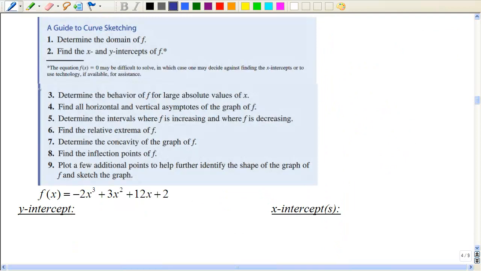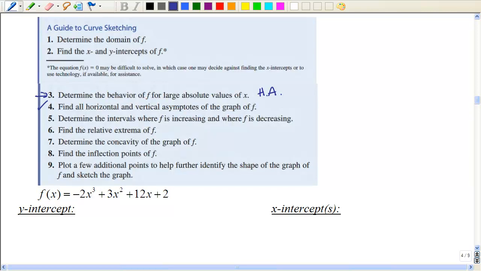So how are we going to go about sketching our own graphs? Well, the book gives an outline, as I have here. You don't have to memorize that. I will certainly prompt you on the test, like what is the domain, what are the intercepts, and things like that. Now here, determine the behavior of f for large absolute values. That's the same thing as the horizontal asymptote. Not too sure why that's in there twice. So we're just going to stick with the asymptotes here.